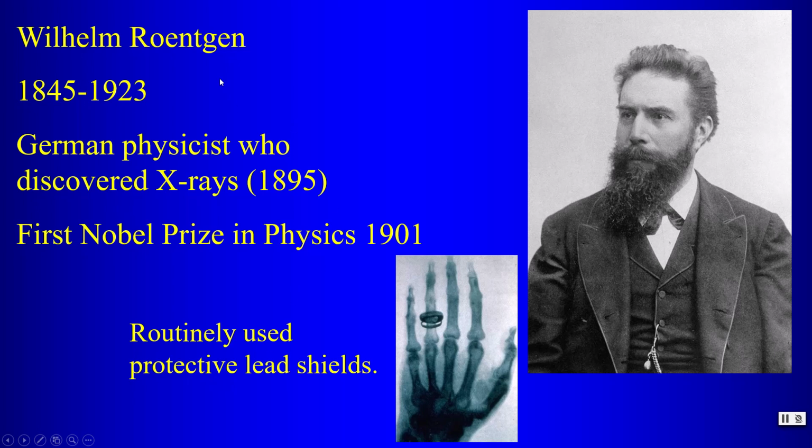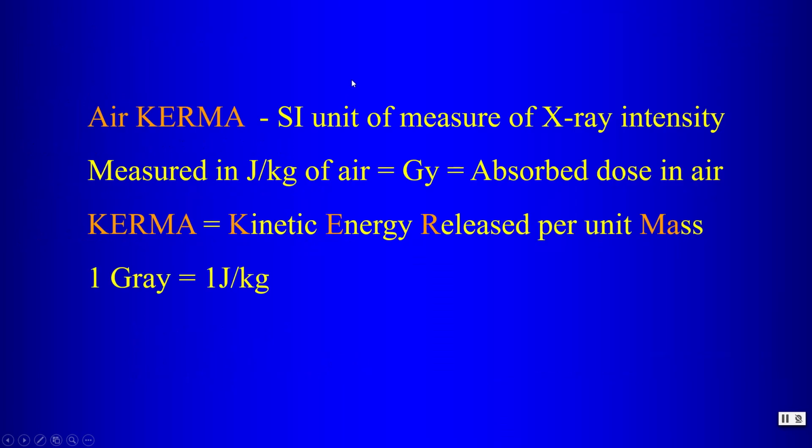And so this is named after Wilhelm Röntgen, who's a German physicist, as we all know, who discovered X-rays, and he received the first Nobel Prize in Physics in 1901. And even back in his time, he routinely used protective lead shields.